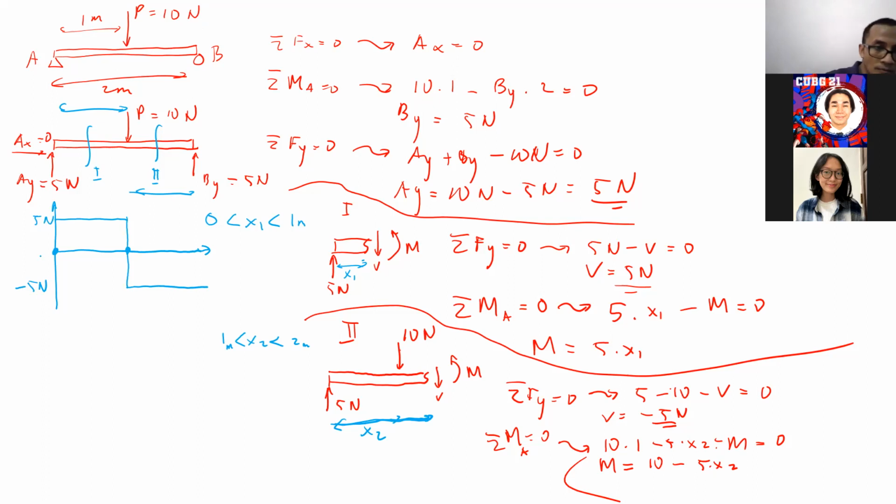This one is 0, this one is 1 meter, this one is 2 meters. Now that we have drawn the shear force V diagram, let's draw the moment diagram. This one is the moment diagram.